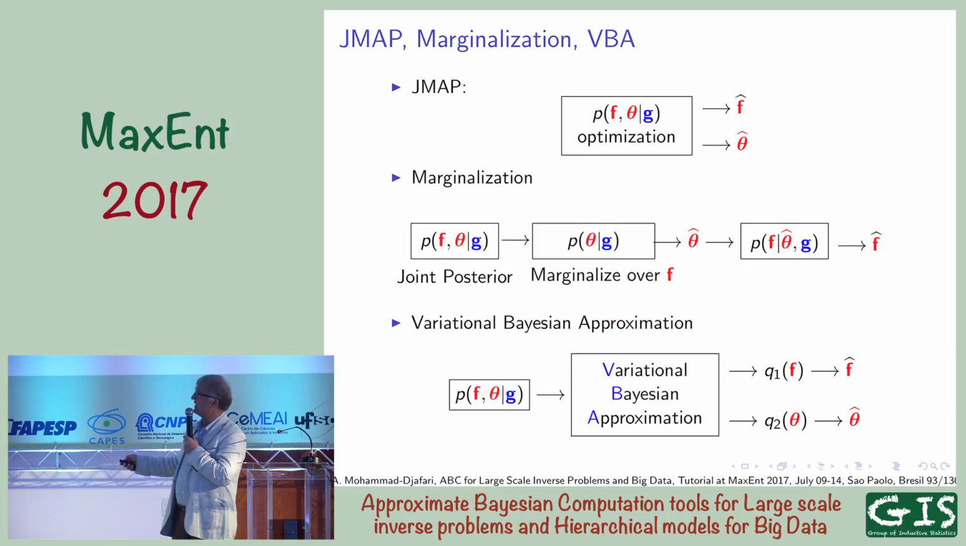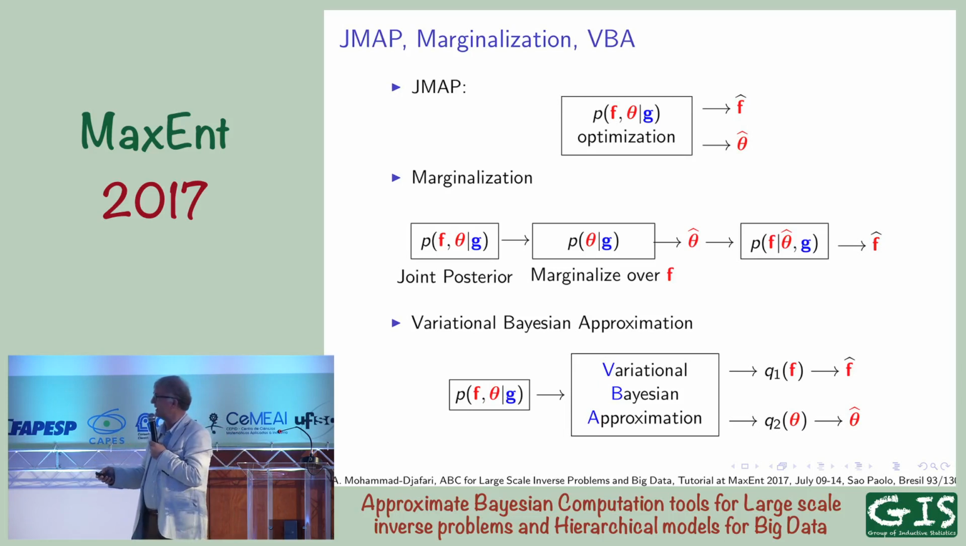So let's see, we have the joint posterior. We can just optimize with respect to F and theta, and obtain the solution. Okay. We can marginalize with respect to F. Sometimes it is possible to do. Then estimate theta. And when theta is given, we come back to the previous cases and we can compute F. And the main idea of the variational Bayesian is, okay, first approximate this by a separable distribution, and then infer on F or infer on theta separately. Let me show the difference between these three steps.